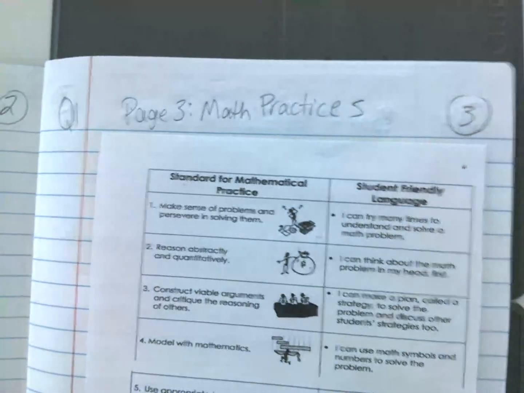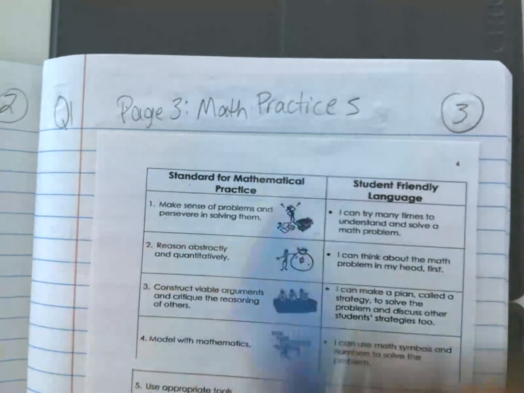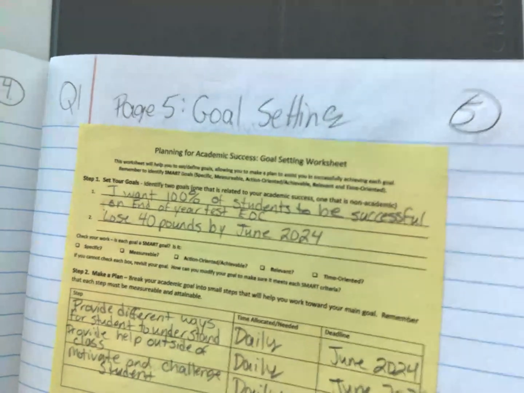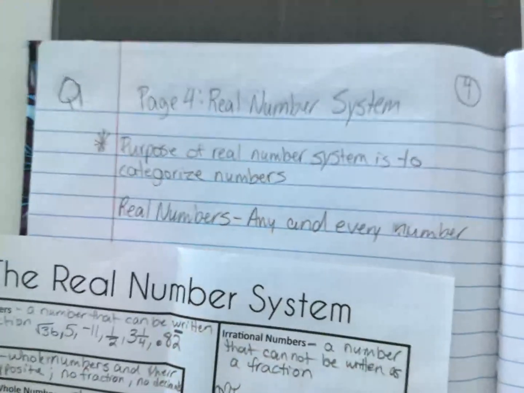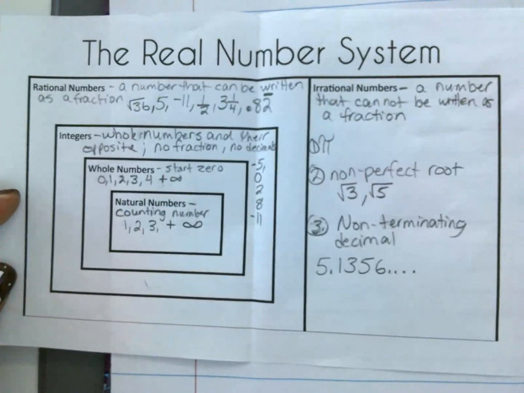All right. The next page is math practices. That's the one I just gave you. Q in the corner, math practices. Page 4 is the real number system. Okay, this is what it should look like. The chart should already be filled in.